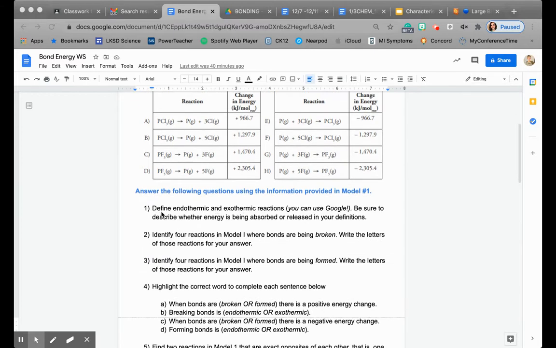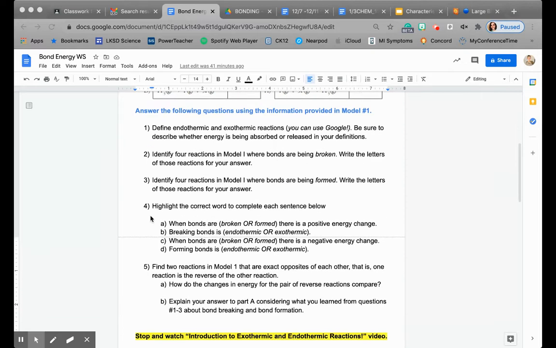Question number 1 is going to ask you to define what an exothermic and endothermic reaction is. You can use Google for this one. Just make sure that you're paying close attention to the flow of energy within those reactions. Questions 2 and 3 are going to ask you which reactions are showing bonds being broken and which ones are showing bonds being formed. For question number 4, you need to highlight the word that you would choose to complete each of these sentences. They're dealing with breaking or forming bonds and deciding, is it exothermic or endothermic?